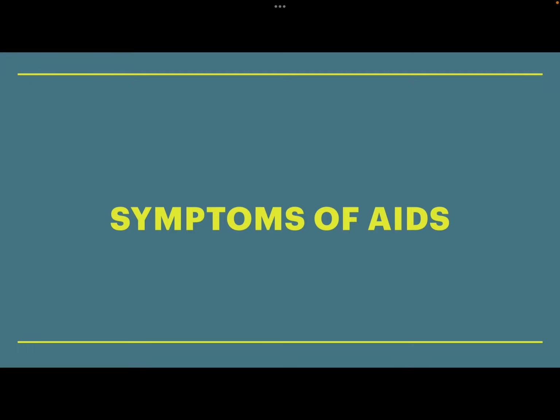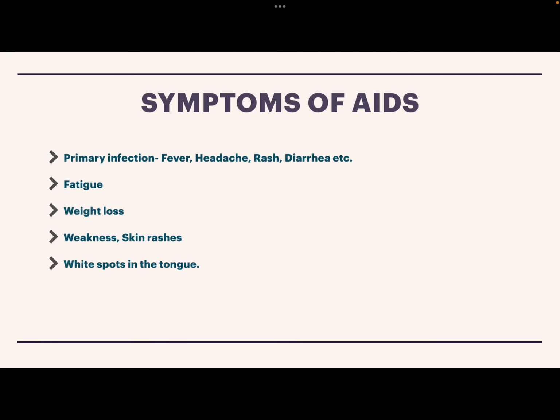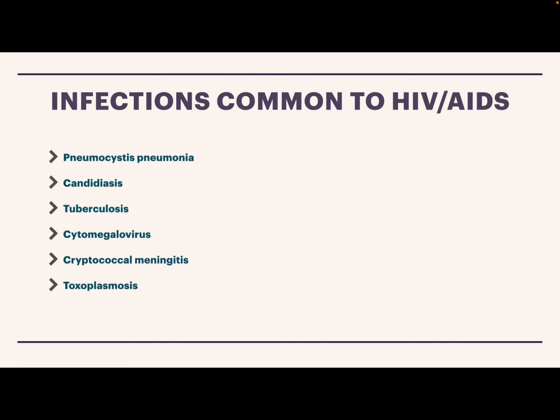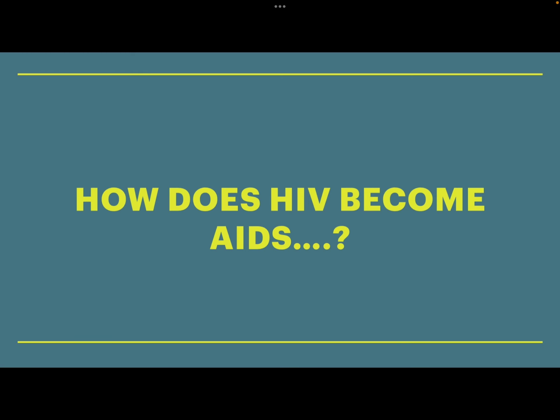Now, what are the symptoms of AIDS? Primary infection like fever, headache, rash, diarrhea. Then there is fatigue, weight loss, weakness, skin rashes, white spots on the tongue. Infections which are common to HIV and AIDS are pneumocystis pneumonia, candidiasis, tuberculosis, cytomegalovirus, cryptococcal meningitis, toxoplasmosis.